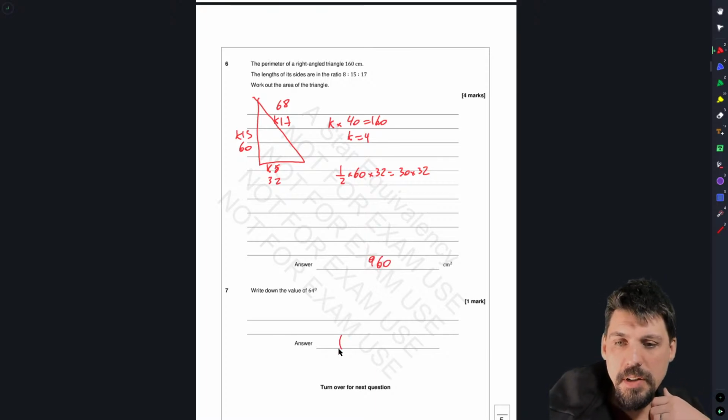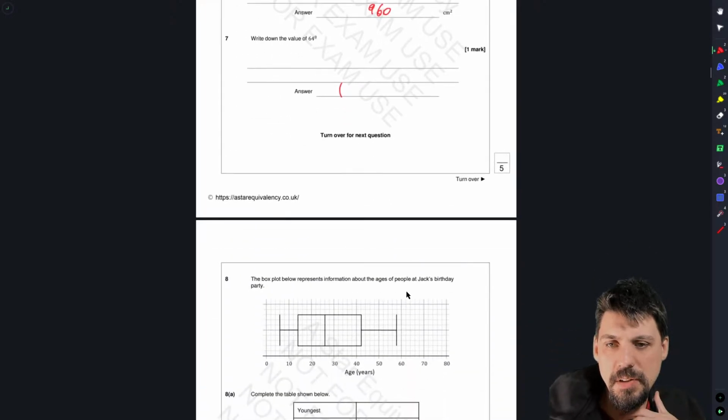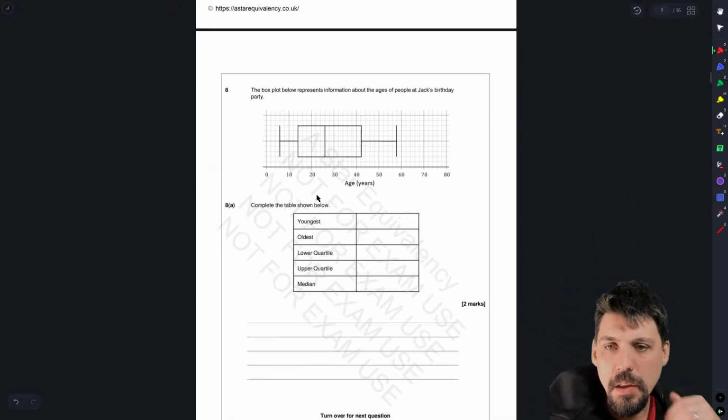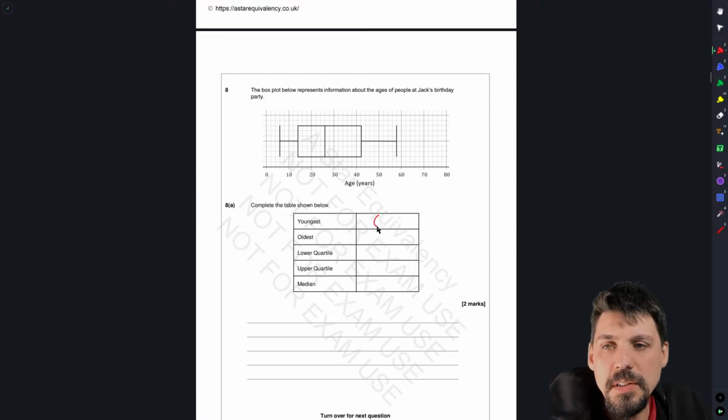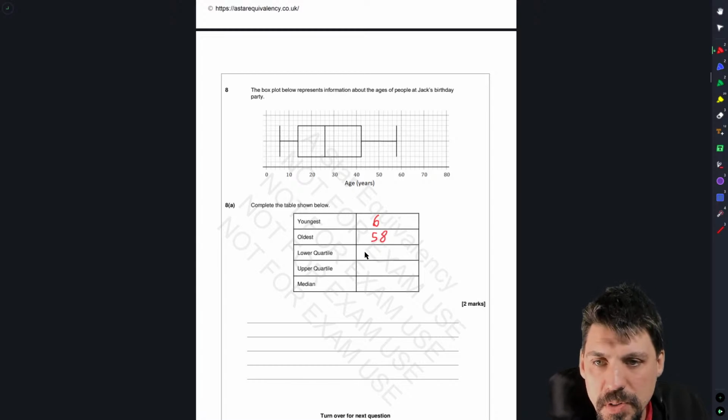squared. Write down the value of 64 to the 0. Yes, sir, I will do that. Right, youngest. One little square is 2, so youngest is 6, oldest is 58. So let's make sure we put these in the right boxes.